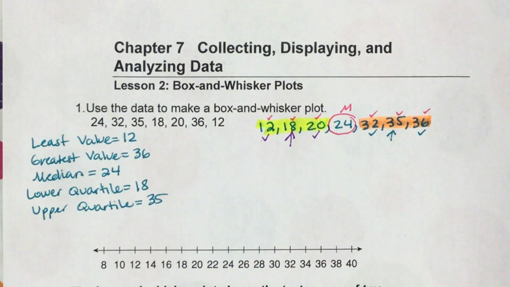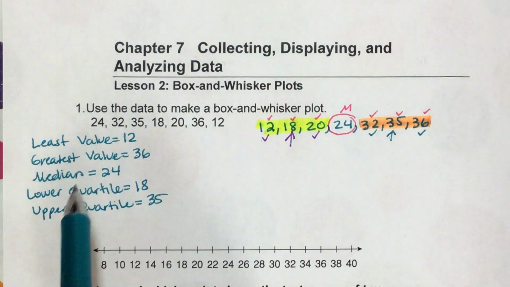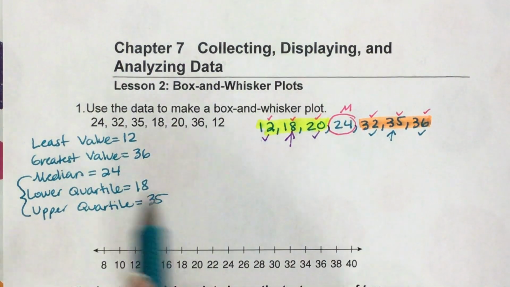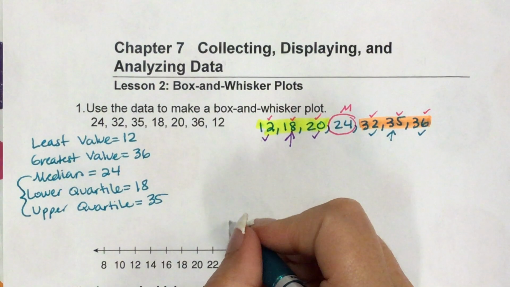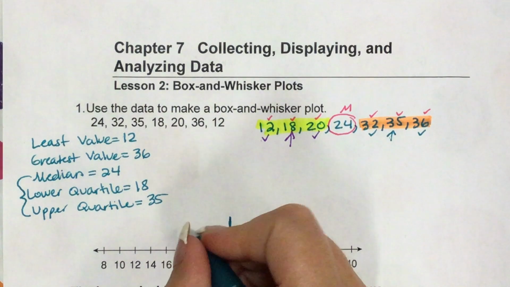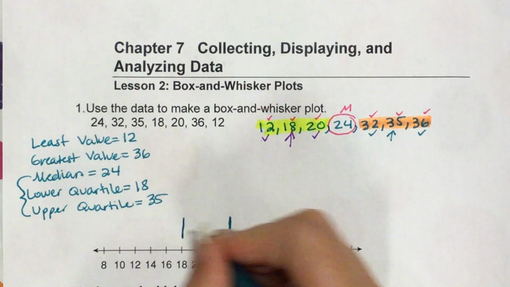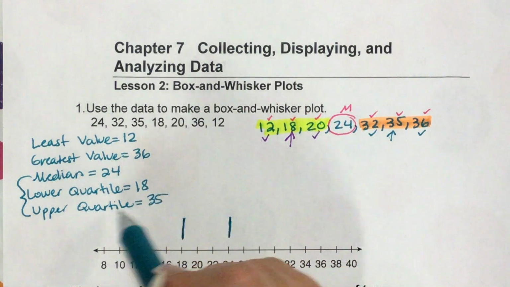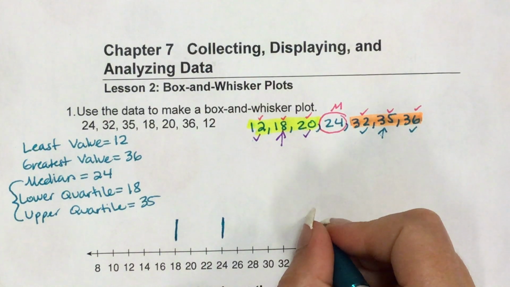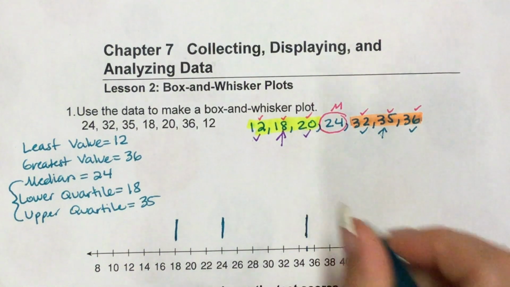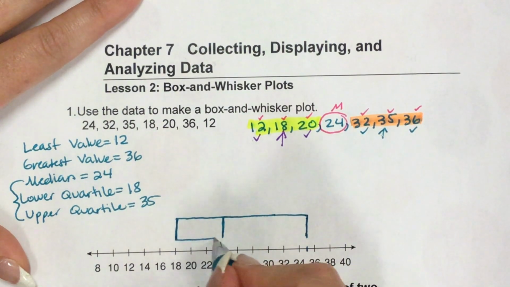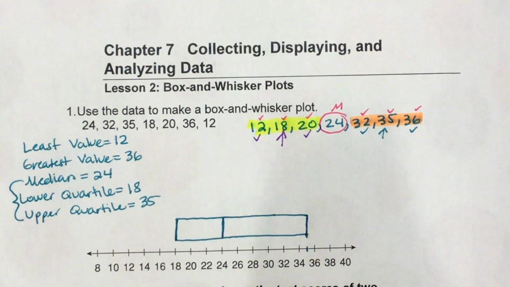And now I'm ready to create my box and whisker plot. I know that my box contains the median, the lower, and the upper quartile. So I'm going to go ahead and make those marks first. So my median is 24. I'm going to make a large mark for that. Lower quartile is 18, so I'm going to make another large mark equal in size. And the upper quartile is 35. 35 would be right here. So another large mark there. Now I'm going to create my box, which represents the middle 50% of the data values.